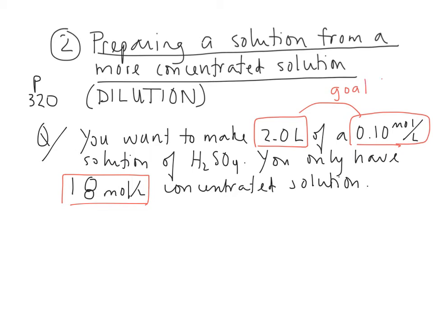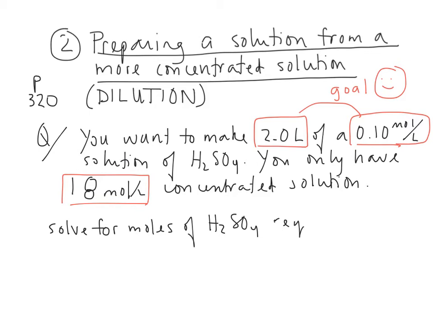Okay, my goal is I want a 0.10 mole per liter solution, and I want it to be 2 liters. What I can do first is solve for moles of sulfuric acid required to meet that goal. So you know that C equals N over V, N equals C times V.